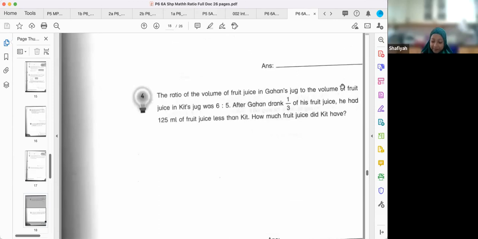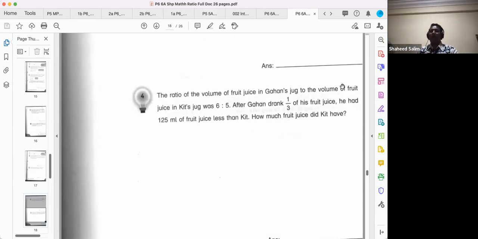Okay, come. The ratio of fruit juice in Gahan's jug to the volume of fruit juice in Kit's jug. So you write down your working, you can surely do this. Sure. Don't be afraid. Sure.